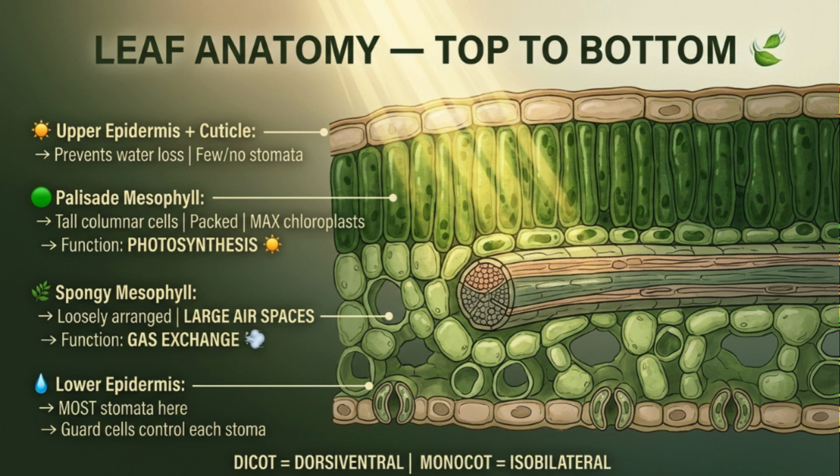Monocot leaves, like grasses, are isobilateral. Both surfaces are structurally similar. And in monocot leaves, the mesophyll is not divided into palisade and spongy. It's uniform. If NEET shows you a cross-section with clear palisade and spongy differentiation, that's a dicot leaf.